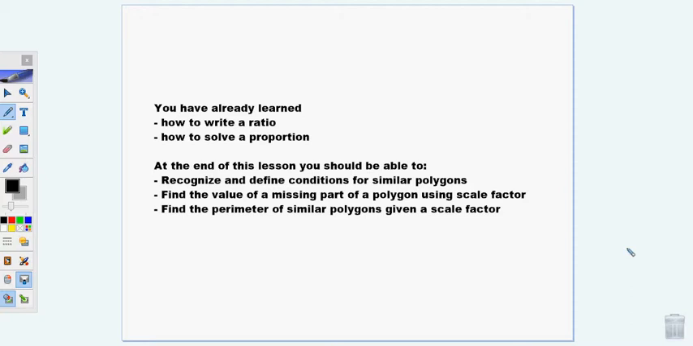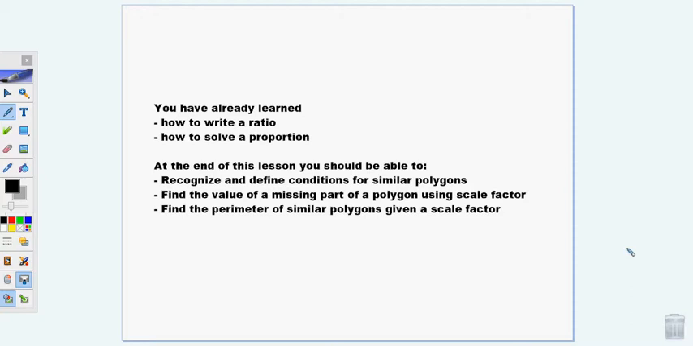And so I want you guys to be able, at the end of this lesson, to recognize and define the conditions for similar polygons. Remember, at the very beginning of the school year, we talked about things that were congruent and how they were exactly the same. All of the measures were exactly the same. Similar polygons have a very strict set of definitions as well, right? You can't just say anything is congruent. Certain conditions have to be met. The same thing is true for polygons and when they're similar, okay?